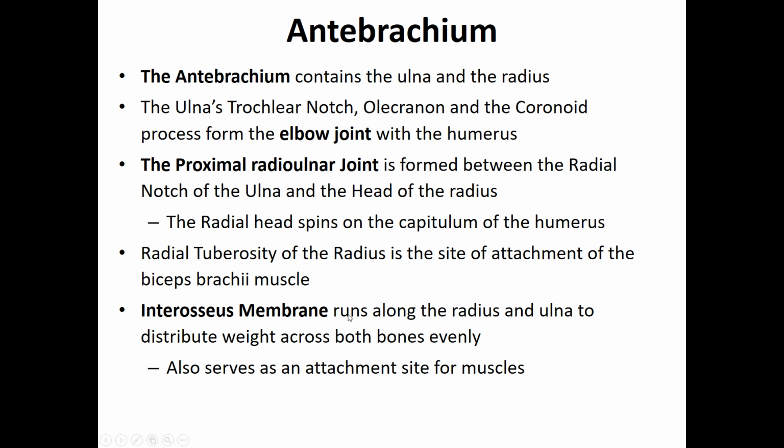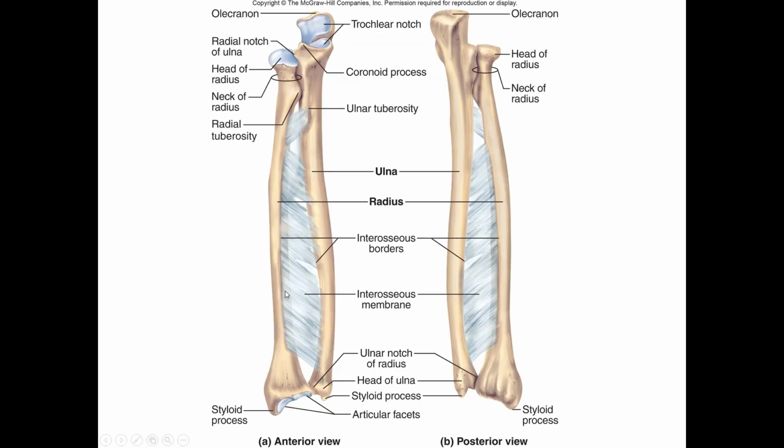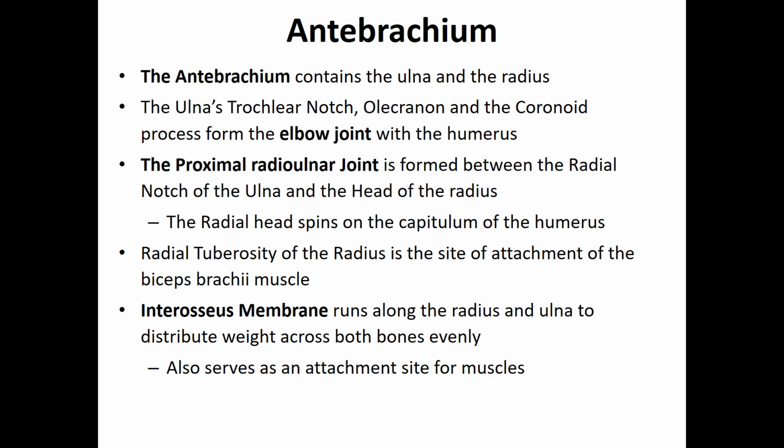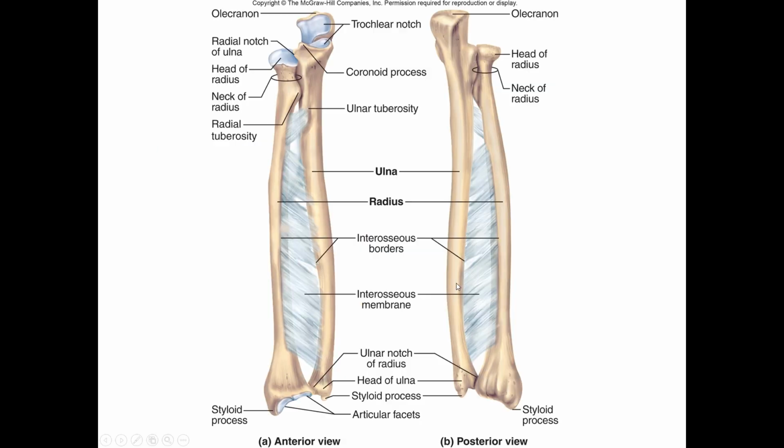And then, of course, you see what's called the interosseous membrane. This is going to be a fibrous tissue that grips, basically pulling the radius towards the ulna and stabilizing the two of them, since they're such thin bones.